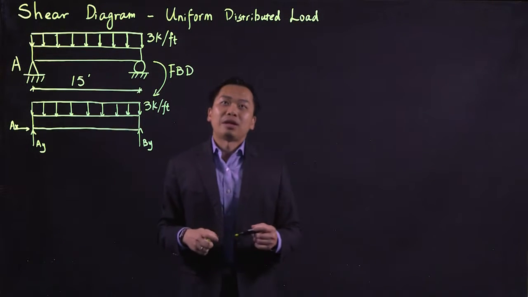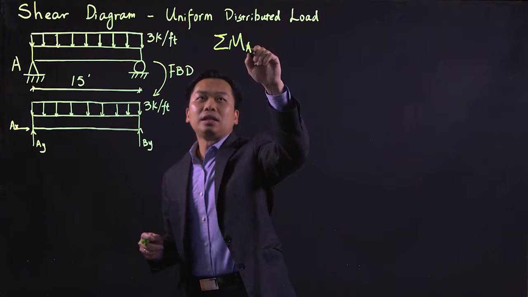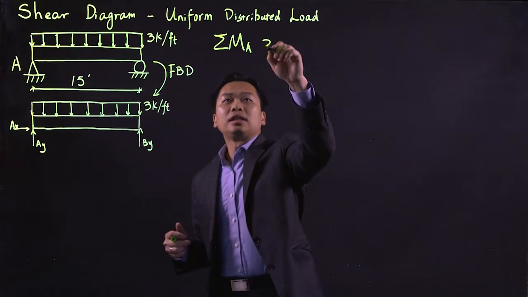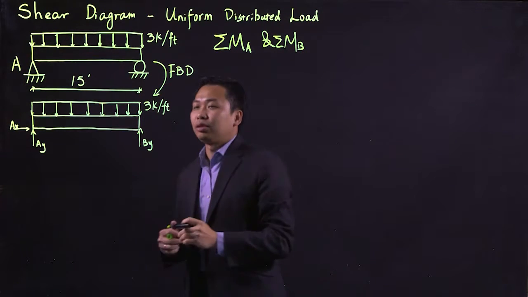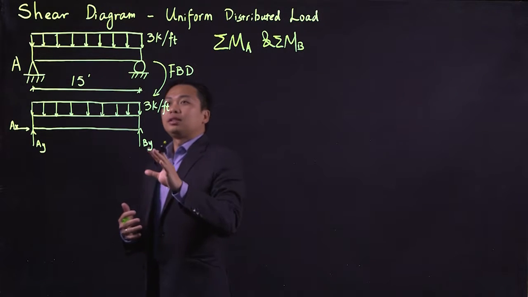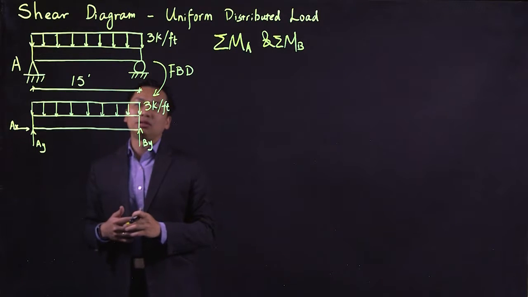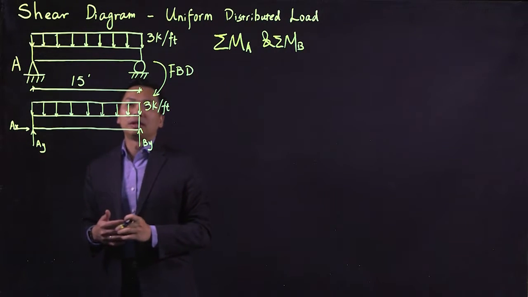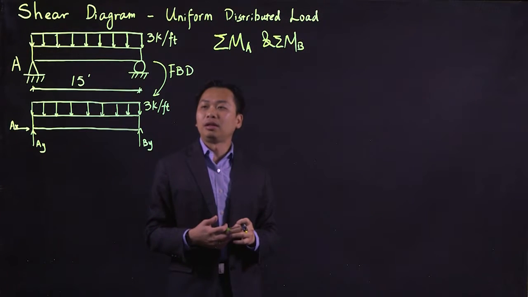We can find those reactions by taking the moment at point A to find the reaction at support B, and the moment at B to find the reaction at A. That is the typical way we do it. But for this unique structure, if you look at it, it is symmetrical for both the reactions and the external force. With that said, we can use a simpler method to find the reactions.